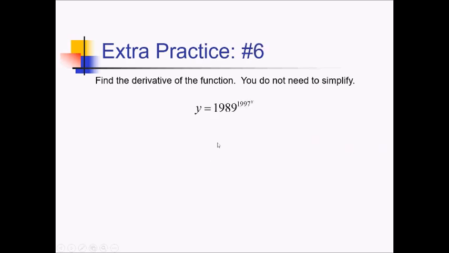For this problem, we're trying to take the derivative of this exponential expression. So this is a chain rule. Our outer function is 1989 to the something. So the derivative of that is going to be 1989 to the something times the ln of 1989, ln of the base. But now we have to take the derivative of 1997 to the x. So that's going to be 1997 to the x times ln of 1997. And there we are.